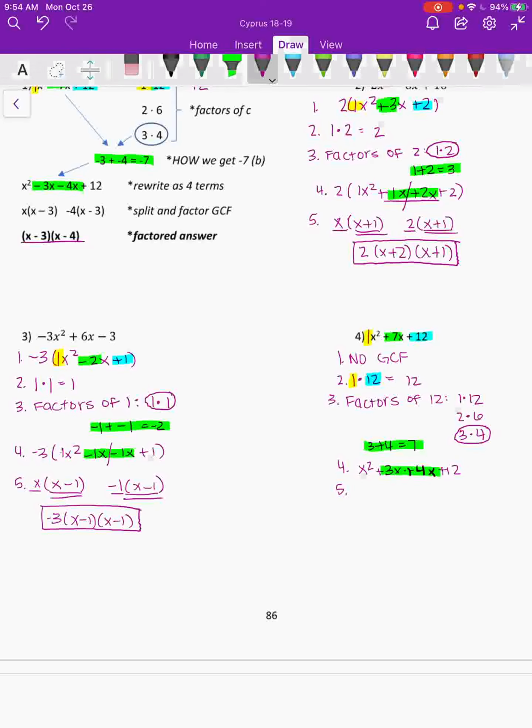And then finally step 5, grouping. So I'm going to split it right down the middle there. The greatest common factor of x squared and 3x is x. And I'm left with x plus 3. The greatest common factor of 4x and 12 is 4. And I'm left with x plus 3 when I factor out a 4. It's a good thing we have our common binomial and our x and 4 out front. So my final answer, we have x plus 4 and x plus 3.